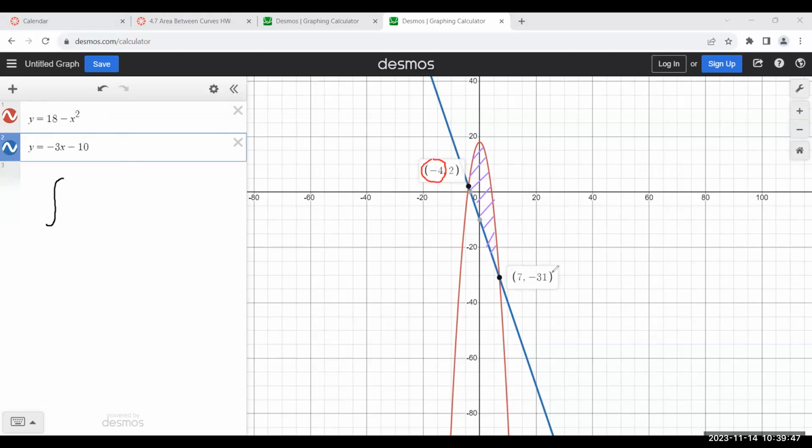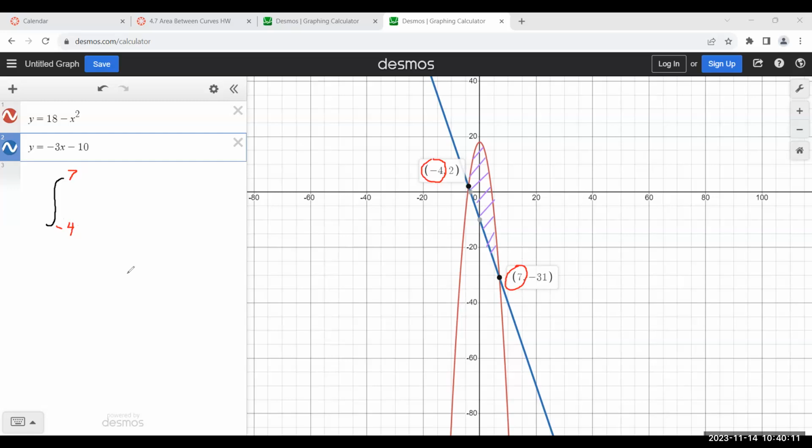And we're not practicing solving quadratic equations right now. So feel free to use Desmos to get these numbers. So the -4, that's where it starts. That's what's going to go on the bottom. And then the 7, that's where it ends. That's going to go on top. Here, the x values in those ordered pairs.